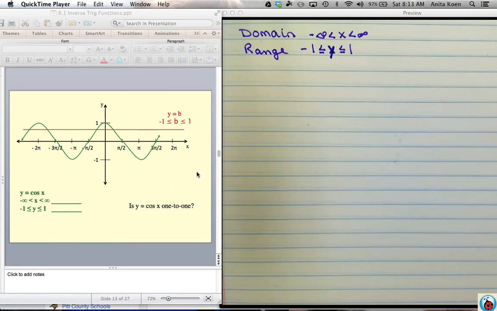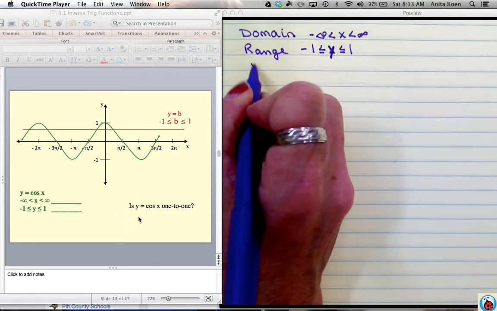Is this function 1 to 1? Well, I can see from this horizontal line right here that if I put in a horizontal line anywhere from -1 to 1, it's going to touch this graph in more than one place. So the horizontal line test tells me no, this function is not 1 to 1.